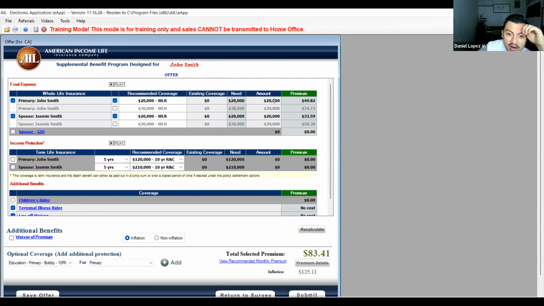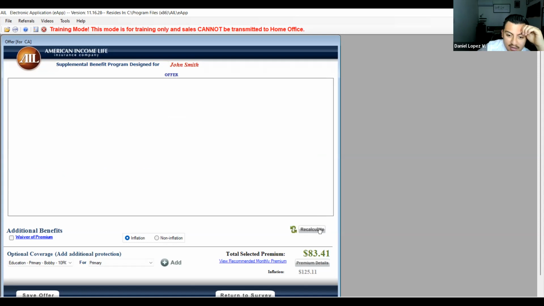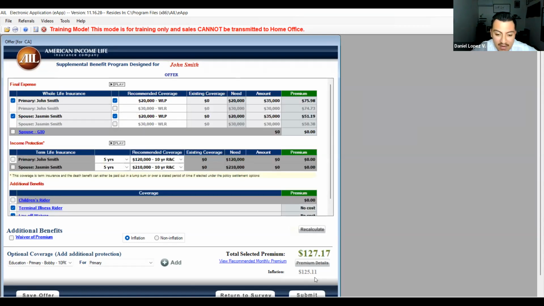Now I'm gonna change the 20 unit one to 35,000. As you can see, 30,000 for each is 125. 35,000 for each is 127. It added $2 more, but they gained 5,000 of whole life each. That's 10,000 altogether that they gain more for only a $2 difference. That's huge. That would definitely put a smile on them.